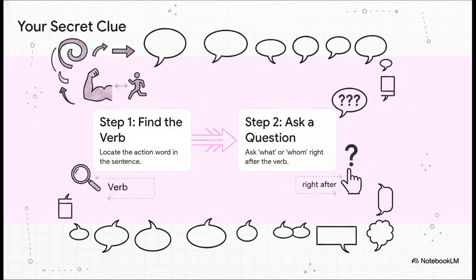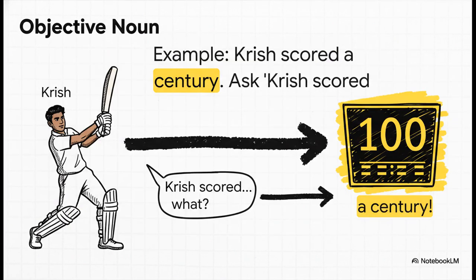And you guessed it, we've got a whole new secret clue for this one. Just like before, you start by finding the verb. But this time, and this is super important, you ask what or whom right after it. The placement of that question makes all the difference. Let's try it out. The sentence is, Krish scored a century. Our verb is scored. So we ask our question after the verb. Krish scored what? He scored a century. See? Century is the noun that's receiving the action of scoring. That makes it our objective noun.